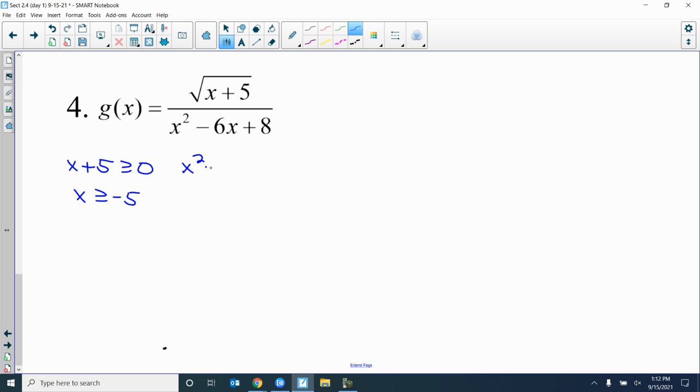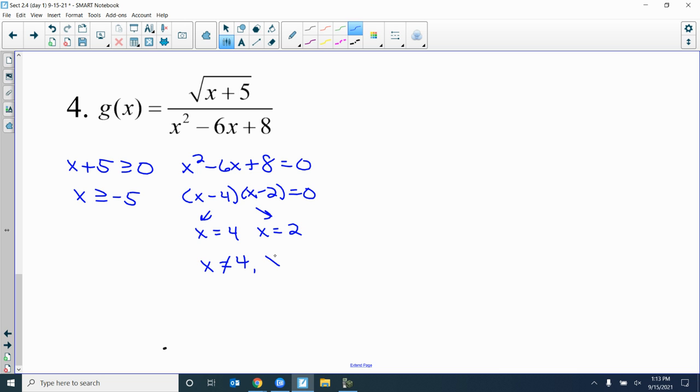We've got x squared minus 6x plus 8. We want to know where that equals 0. That will factor into x minus 4 times x minus 2. In this case, that means x equals 4, x equals 2. So x cannot equal 4. x cannot equal 2. Okay, for that. So we've got to combine all those factors together and then come up with the domain.